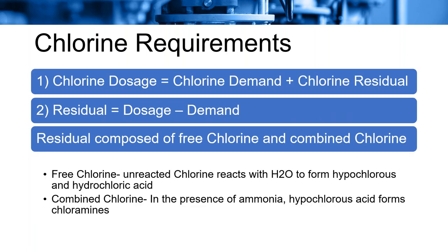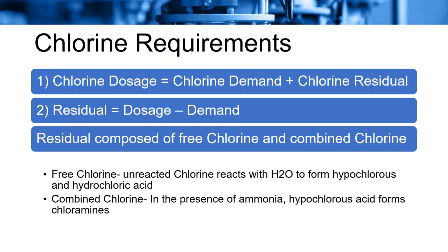So here's a couple of our first equations. And this is basically the first equation, but reworked. So chlorine dosage is equal to the chlorine demand plus the chlorine residual. And that can also be reordered by subtracting the chlorine demand from both sides. And then the chlorine residual will equal the chlorine dosage minus the demand.